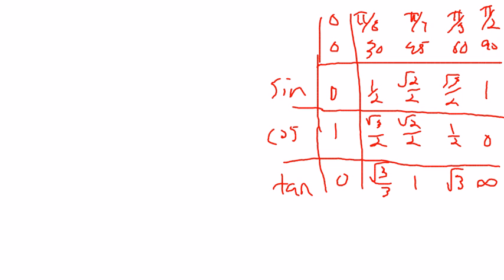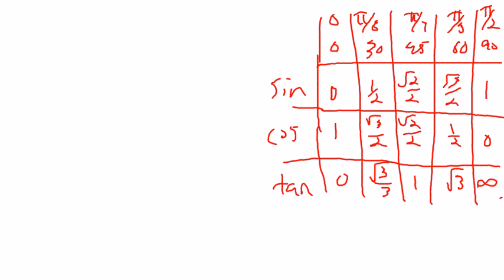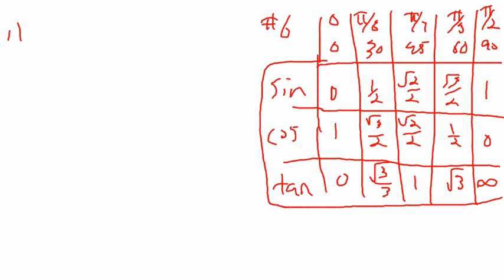So I'll draw some lines in here. This is going to help us with number 7, so I'm just going to go ahead and do number 7 here on the left side. So that's number 6. Number 7 asks for sine of negative 240.